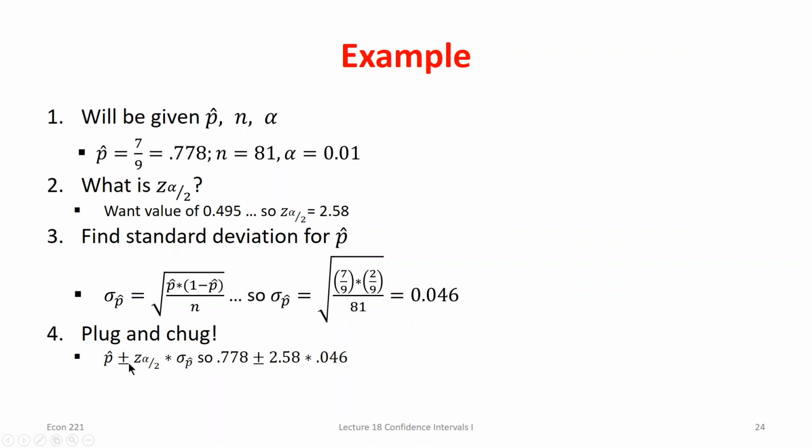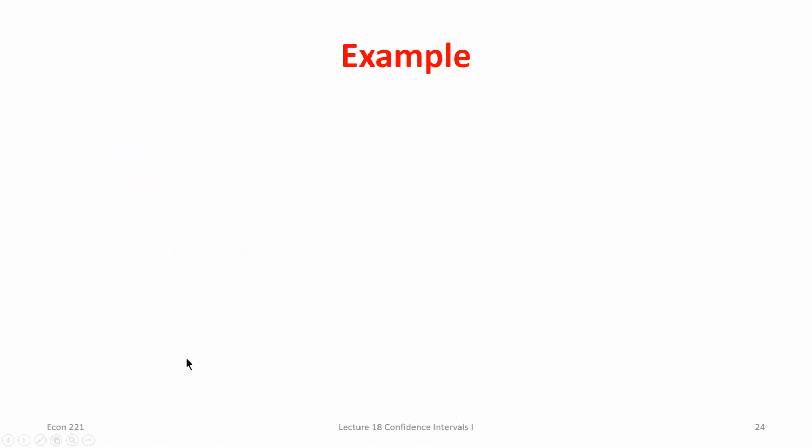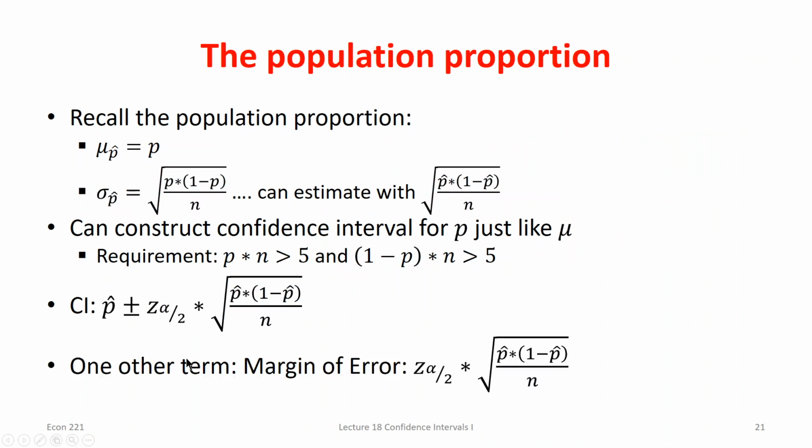Now it's just a matter of plugging everything in. Right, so plugging in my sample proportion of 0.778, that z-score I needed of 2.58, and that standard deviation of my sample proportions. Okay. Now notice here, I just wrote this as the standard deviation of my sample proportions. If I didn't want to do the intermediate step, I could just write it out this way and go ahead and plug everything in, right? So either way will get me the same answer.